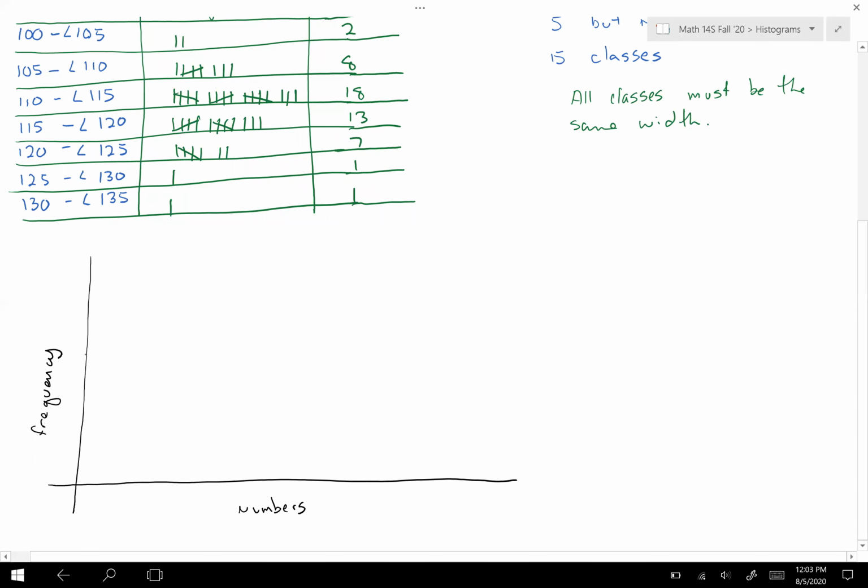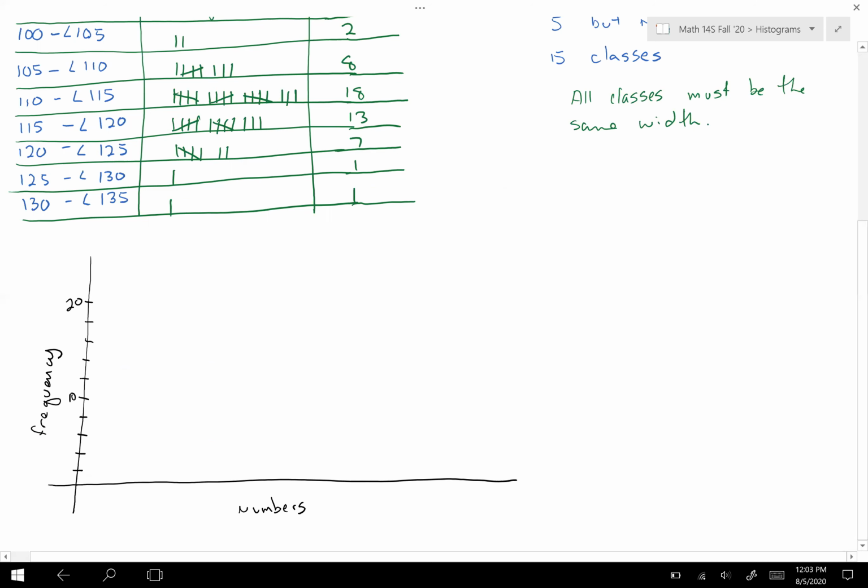All right, so in terms of frequency, we're going to go up the y-axis, and I'm going to go up by 2 just because we have a value of 18 here. So 2, 4, 6, 8, 10, 12, 14, 16, 18, and 20. We'll go there. Notice here, though, our numbers start at 100, and I would rather start at 100 than start at 0 and try to count all the way up there.